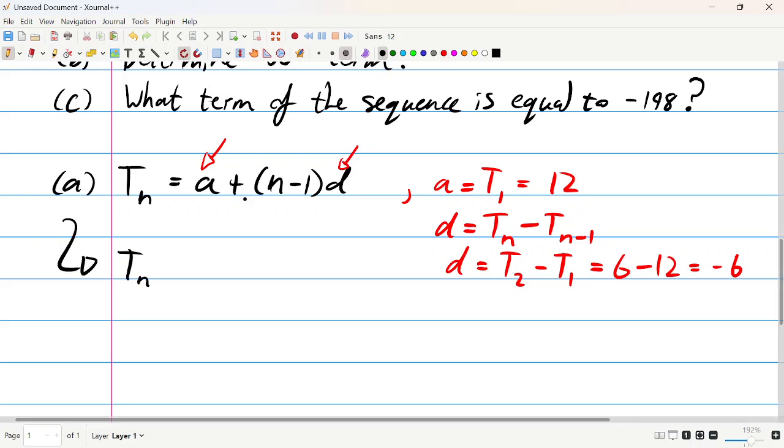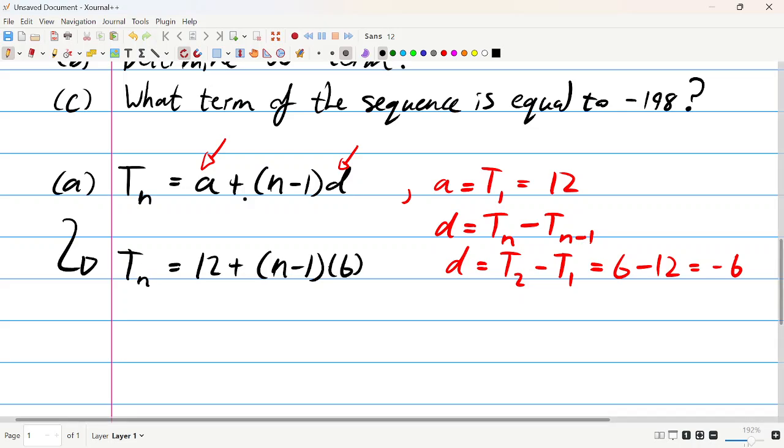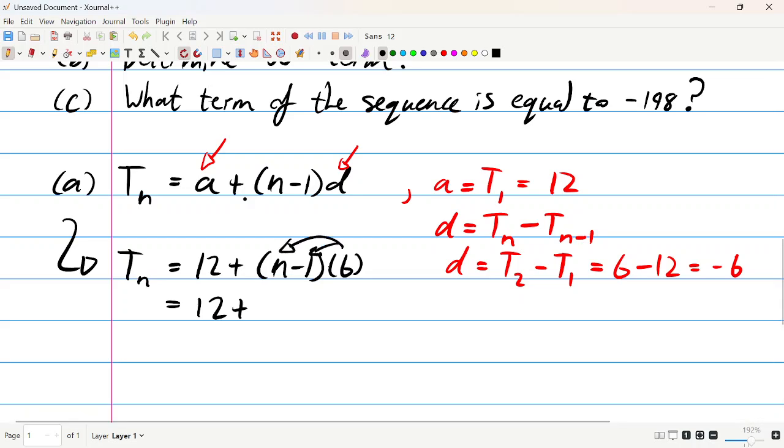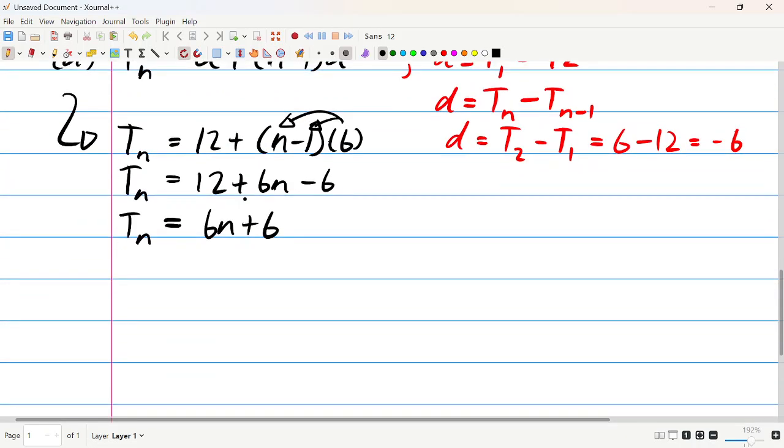So Tn is just equal to A, which we found was equal to 12. 12 plus (n minus 1). Remember, we're not changing n, we're keeping it there. We want to find the nth term. Multiplied by the difference, which is negative 6, the constant difference. And then if we simplify it, we have 12, and we can multiply the 6 into the bracket. So we have 6n minus 6. And if we simplify further, it's 12 minus 6, which is equal to 6. So we have 6n minus 6, plus 6. Okay, and there we go. We found Tn.